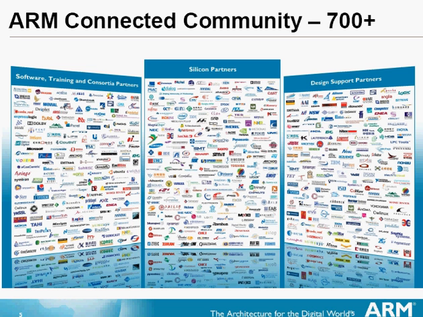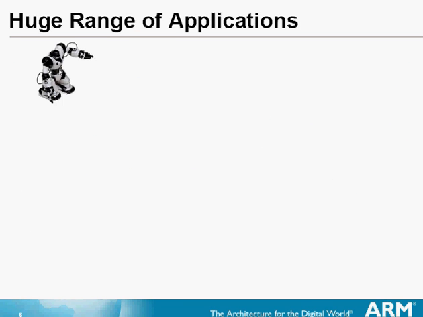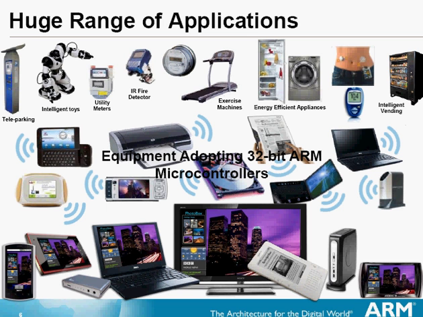And then you must be wondering, what do those companies create and where do ARM processors go into? I would say, yeah, it is here, huge range of applications. Means everywhere in all of these equipment you will find ARM processor and ARM physical IP also.